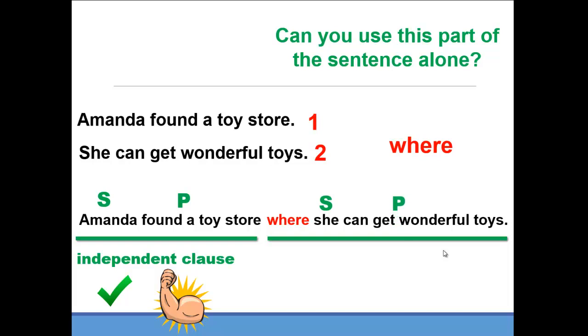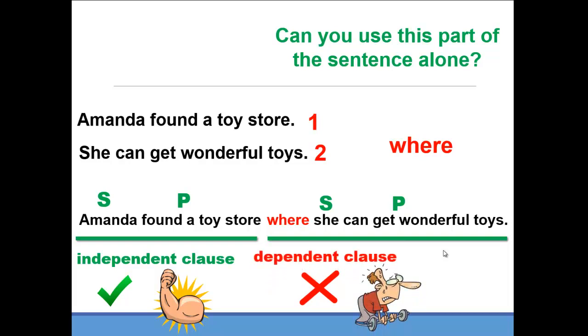Okay. Does this part of the sentence give a complete idea? No, it doesn't. So can you use this part of the sentence alone? No, you can't. So what do I call this part of the sentence? I call it a dependent clause. Why is it dependent? Because it depends on the other part of the sentence. Why is it a clause? Because it's a set of words that has a subject and a predicate.